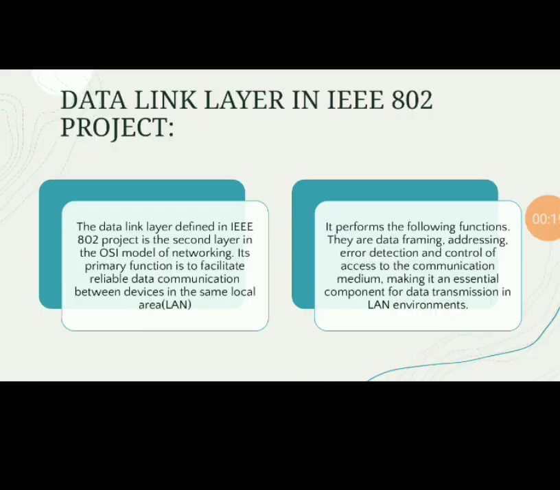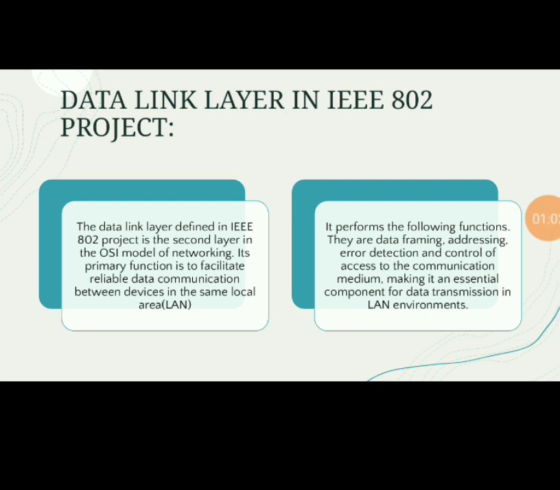So, first let us discuss what is data link layer in IEEE 802 project. The data link layer defined in IEEE 802 project is the second layer in OSI model of networking when considered from the bottom. Its primary function is to facilitate reliable data communication between devices in the same local area, that is LAN. It performs other specific functions which include data framing, addressing, error detection, and control of access to the communication medium, making it an essential component for data transmission in LAN environment.